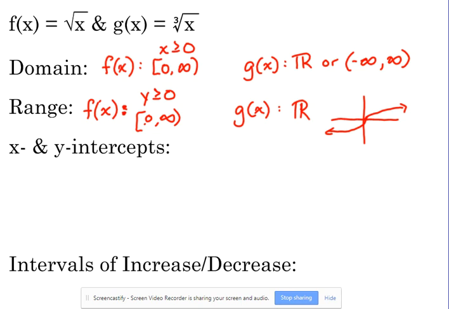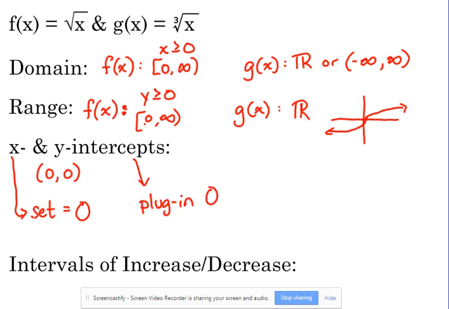How about x and y intercepts? Both of them go through the origin. The square root of x starts at the origin, and the cube root of x passes through the origin. This is just to remind you that when you're finding the x-intercept, you set the equation equal to 0, and when you're finding the y-intercept, you plug in 0 every single time. It doesn't matter what kind of function you're talking about. If I ask for the x-intercept, you set that equation equal to 0 and see if you can solve it for x. If I ask for the y-intercept, you plug in 0 and see if you can get an answer for y. You can't always, but in this case, both of those are (0, 0).